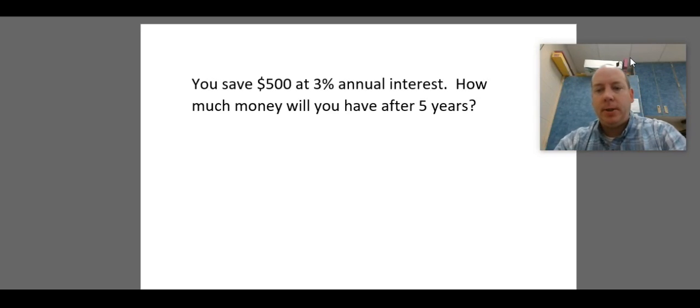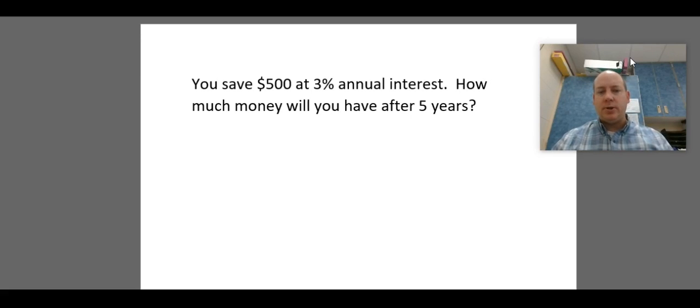So we're going to be looking a little bit today at something called interest. If you've ever had a savings account in a bank or something like that, you get paid interest for that money. So the bank will take your money. What they do with it is they loan it out to other people, and then they charge them interest. So they're paying you to be able to loan that money out to other people.